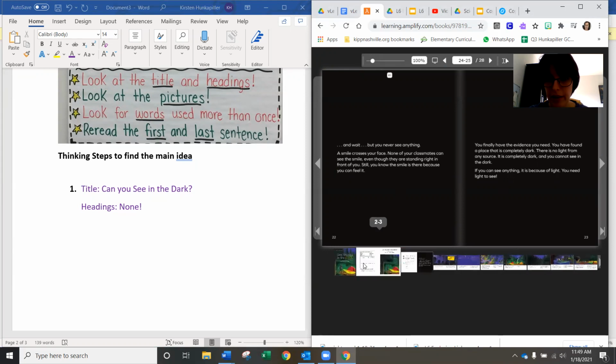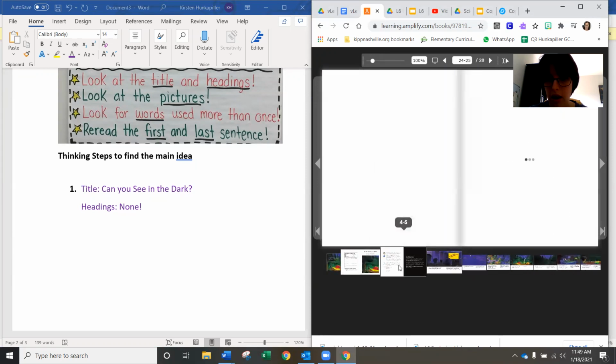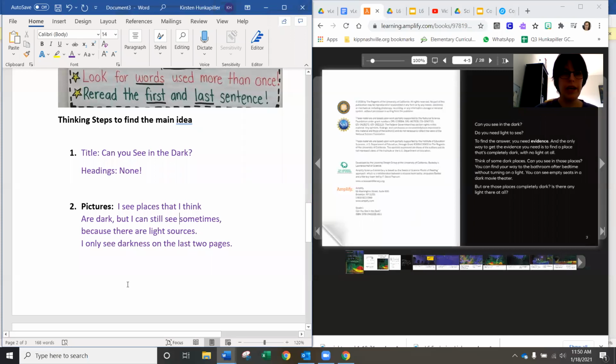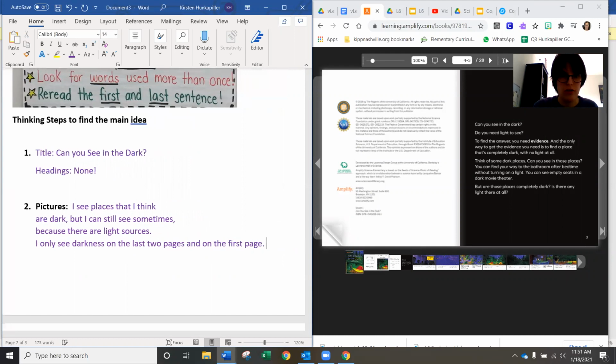Let's go to the beginning. On the first page, it is also completely dark. Interesting. Let me write that down too. Okay, I've now written down my observations about the pictures. I have written, I see places that I think are dark, but I can still see sometimes because there are light sources. I only see darkness on the last 2 pages. I'm going to type here and on the first page.